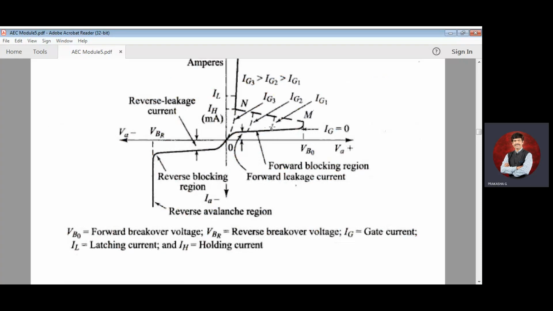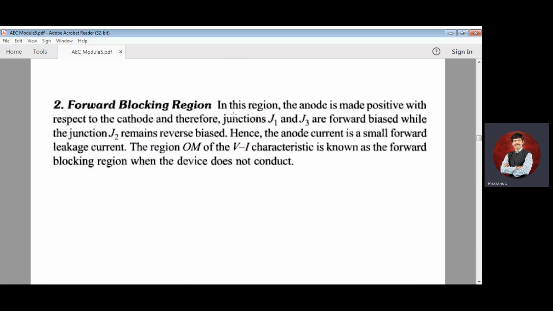What we are going to have, that is the forward blocking region. We are going to come from this point to this point. We are going to get the forward blocking region. 0 to N is there, 0 to N. Okay, forward leakage current we'll call that. Let us see what's going to happen. In the forward blocking region, the anode is made positive with respect to the cathode, and therefore the junctions J1 and J3 are forward biased, while the junction J2 remains reverse biased. Hence, the anode current is small.